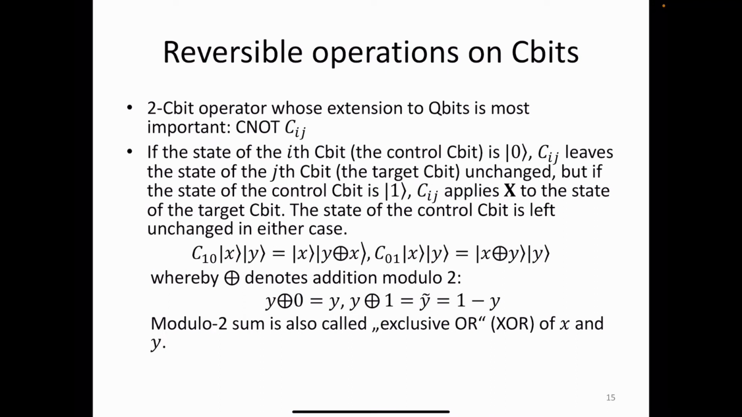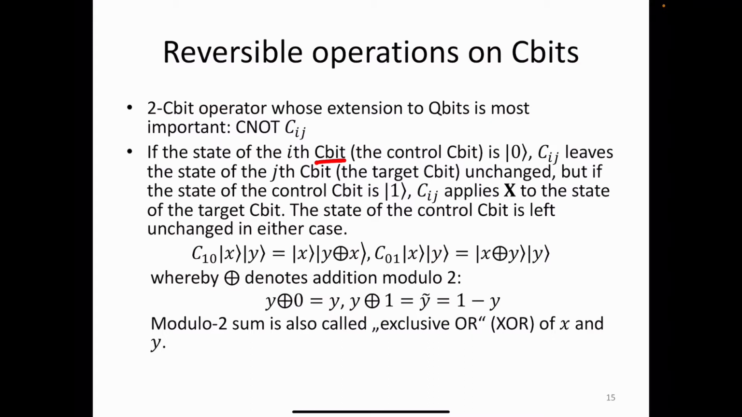One operator that is very important in quantum computing is the controlled NOT operation, C sub ij. What it does is, if the state of the ith bit, in that case again a classical bit, is 0, it leaves the state of the jth qubit or c bit alone. However, if the state of the control bit is 1, then it applies the NOT operation to the state of the target bit. And the state of the control bit is left unchanged in either case.